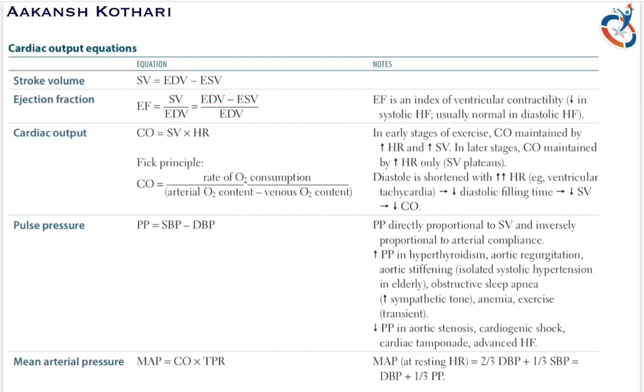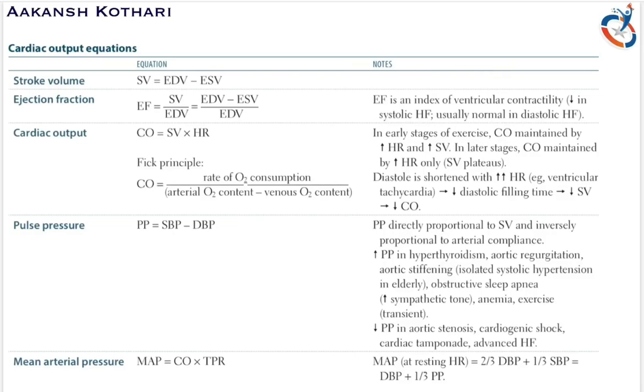What is end diastolic volume? End diastolic volume is the volume of blood present in a completely filled left ventricle, which is just before contraction. Just before the beginning of contraction, the volume present in the left ventricle is end diastolic volume. And what is end systolic volume? It is the amount of blood present in the left ventricle after emptying is complete, just before the beginning of relaxation. Is it clear? So that is end diastolic volume and end systolic volume.